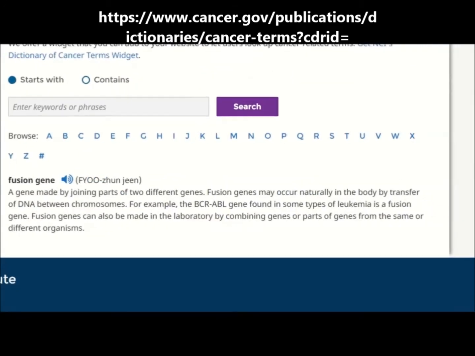What are the definitions? Gene fusion. This comes from the National Cancer Institute at NIH: a gene made by joining two different genes. Fusion genes may occur naturally in the body by transfer of DNA between chromosomes. For example, the BCR-ABL gene found in some types of leukemia is a fusion gene. Fusion genes can also be made in the lab by combining genes or parts of genes from the same or different organisms, and you connect them by a linker, something in DNA or protein, which is flexible enough to link the two genes.